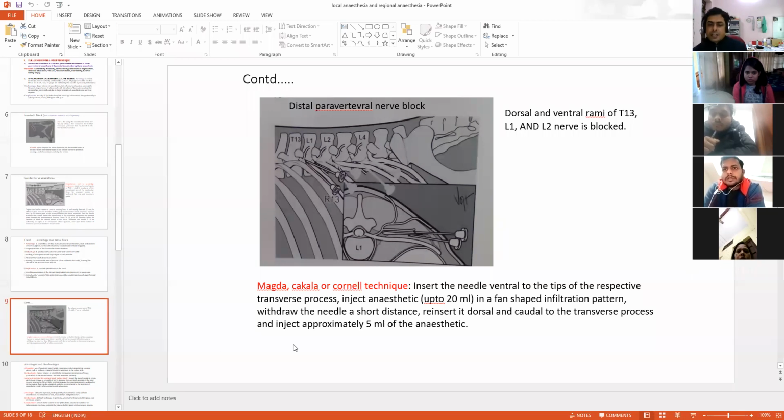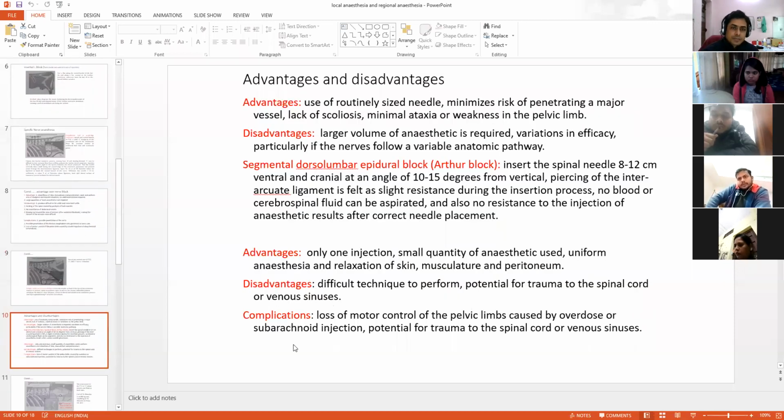Then withdraw the needle for a short distance, then reinsert it dorsal and caudal to the transverse process. Then after that, pull the needle up a little, and go towards the top, a little above this transverse process. Then you deposit the local anesthetic towards the dorsal side. Then only you will get this distal paravertebral nerve block. So this is the paravertebral and distal paravertebral nerve block.